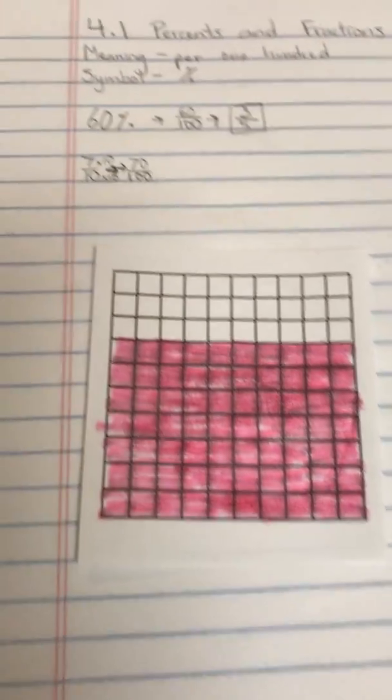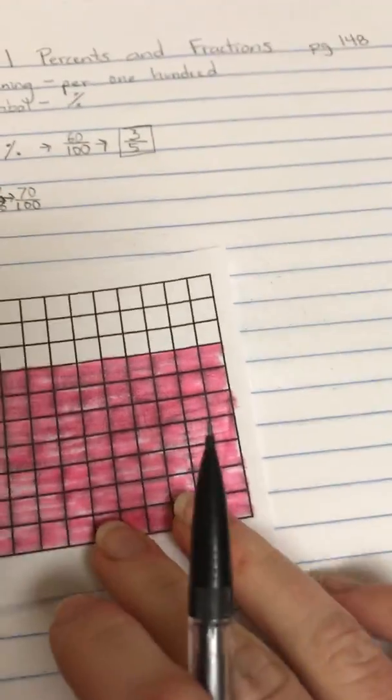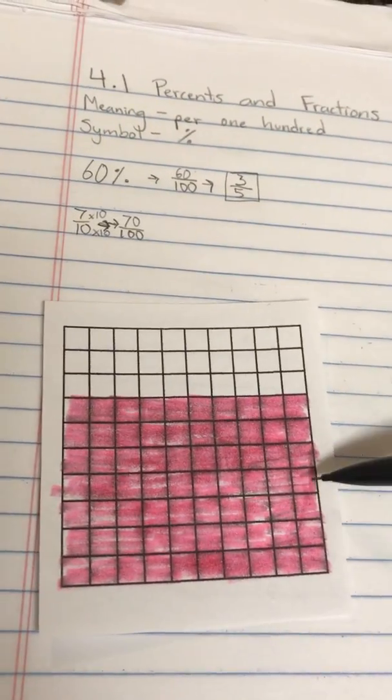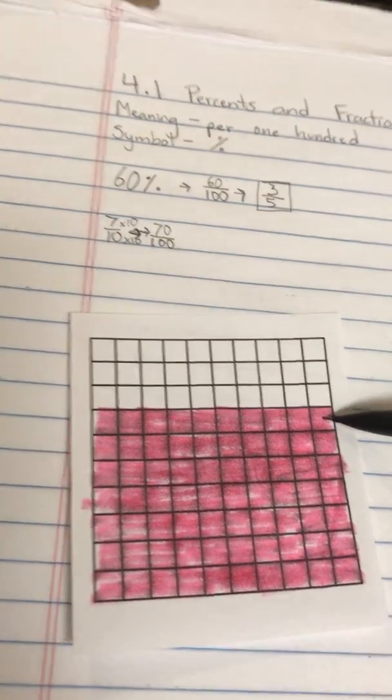So here's our 7 rows colored in. So we have 1, 2, 3, 4, 5, 6, 7.